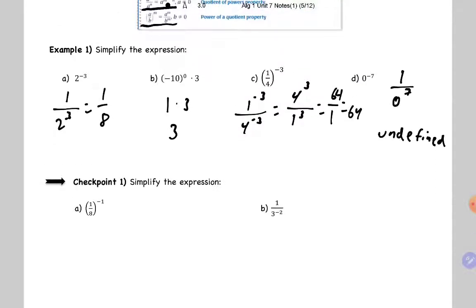Simplify the expression. 1 over 8 to the negative first. You don't really have to distribute the 1, because 1 flipped over is just 1. But just to make sure we know what we're doing, this is 1 to the negative first over 8 to the negative first. We're going to flip them. So 8 to the first over 1, so this is 8. Next, this is 1 over 3 to the negative second, so I'm going to flip it over. This is 3 squared over 1, so 9.